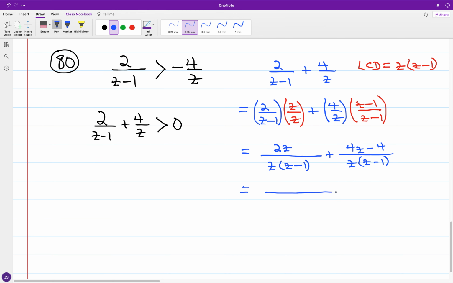And once I look at consolidating, both of these ratios are with z and z minus 1 in the denominator, and combining the numerators, from the first fraction I have 2z, and from the second, I have 4z minus 4. And since the linking operation is addition, there's no sign change involved in the numerator of the second fraction. So I still have plus 4z minus 4, and combining, I have 6z minus 4 all over the quantity of z times the quantity of z minus 1.